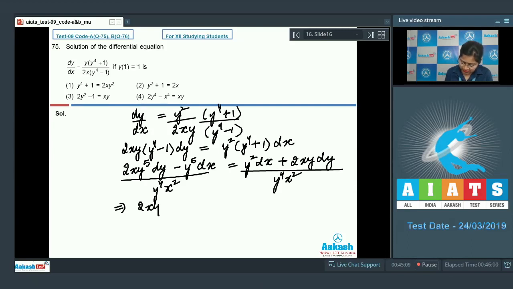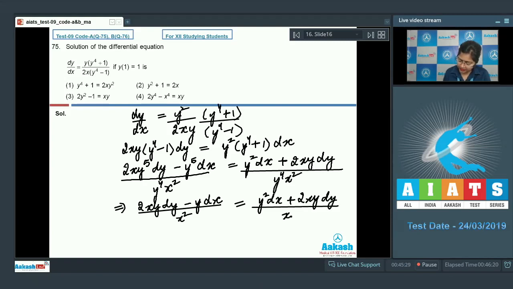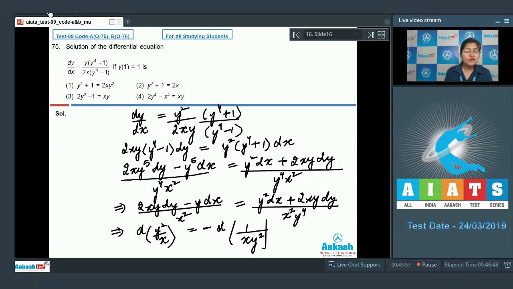Let us see what we get from here. We have (2xy dy minus y^2 dx) upon x square is equal to (y^2 dx plus 2xy dy) upon x square y^4. Now it can be observed that this is the differentiation of y square upon x, and similarly on the right hand side it is the differentiation of 1 upon xy square. Now further, if I integrate on both sides, then we will get y square upon x plus 1 upon xy square is equal to constant.